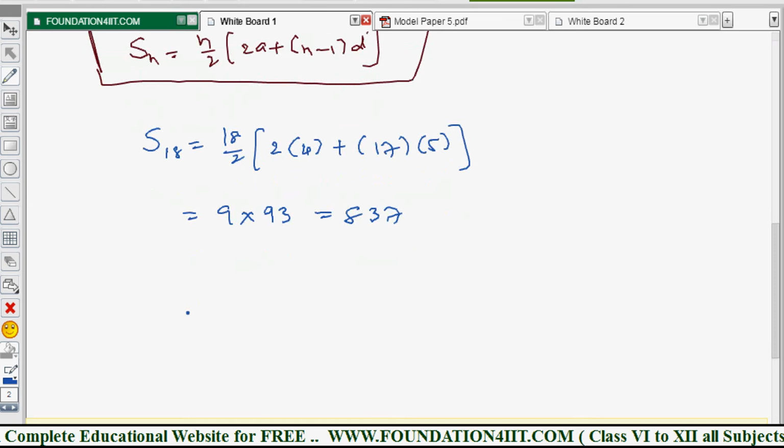Next, the fourth term from the end. This also you need to find. That is L minus (n minus 1) into d. Just apply that formula.